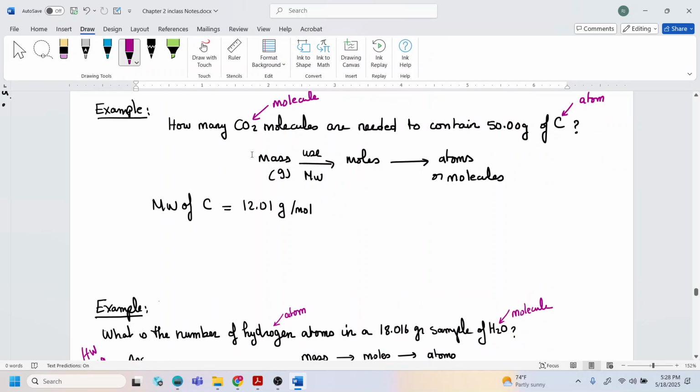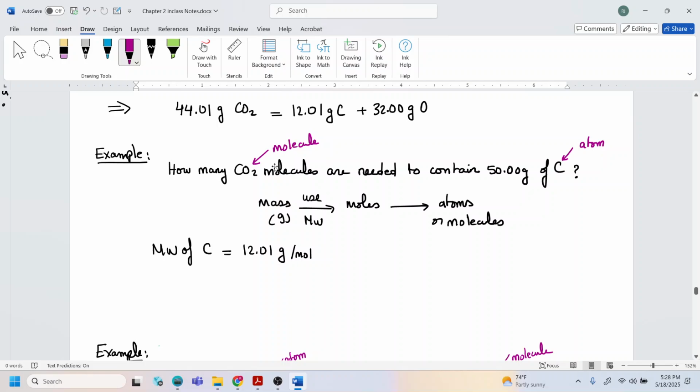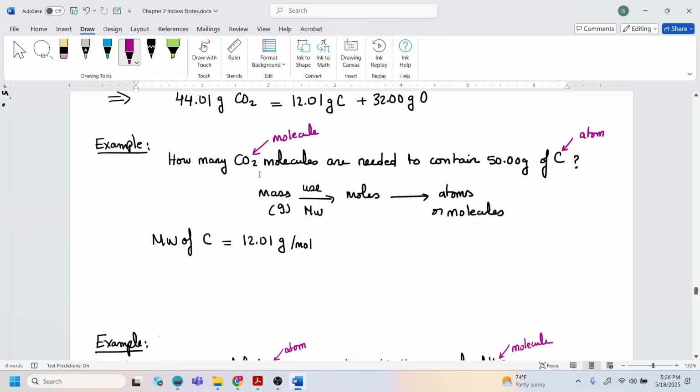So let's have an example in here. How many carbon dioxide molecules are needed to contain 50.00 grams of carbon? Carbon dioxide is a molecule, and carbon is an atom in this molecule. The first thing, which is so important, is to figure out who your given is for. Is it for the atom or for the molecule? Well, you are given the mass for the atom. So if you're given the mass for the atom, you have to calculate everything for the atom and then relate this to the molecule.